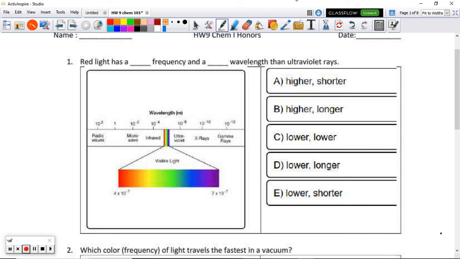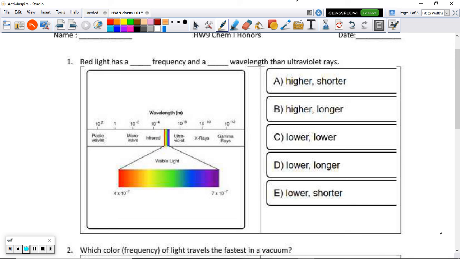All right, so I'm going to do question by question, go through this quickly. Hopefully the video will be under 15 minutes. All right, so first question: red light has a blank frequency and a blank wavelength than ultraviolet rays. First off, your questions may not exactly match these, so just be paying attention to what I'm doing as I'm answering these.